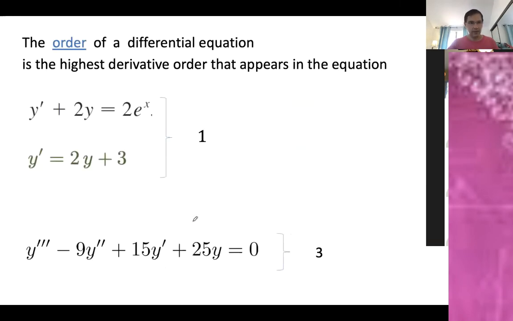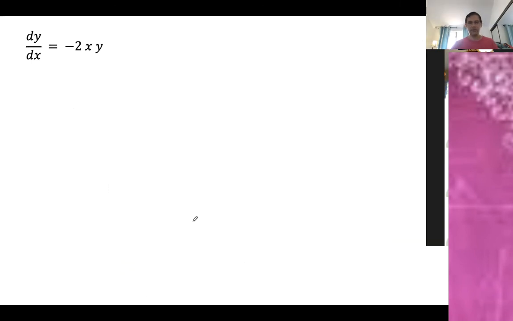Let me just tell you how to solve a separable differential equation like this. This is separable because on the right-hand side you have a product of a function that is purely of x and purely of y. So let's separate everything with x on one side and everything that contains y on the other side. Let's multiply both sides by dx, and that will give me dy equals negative 2x times y dx.